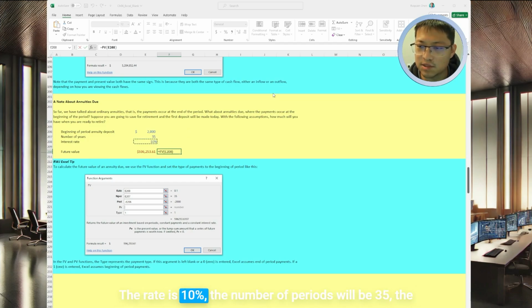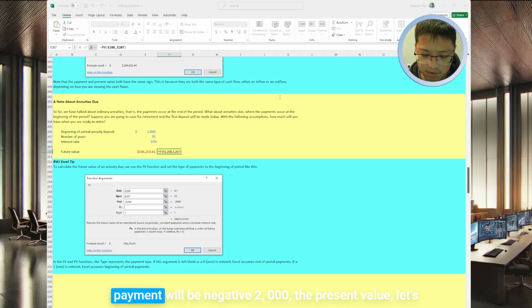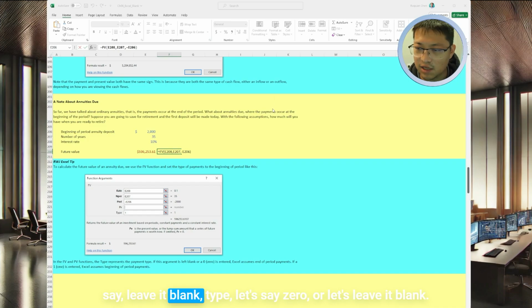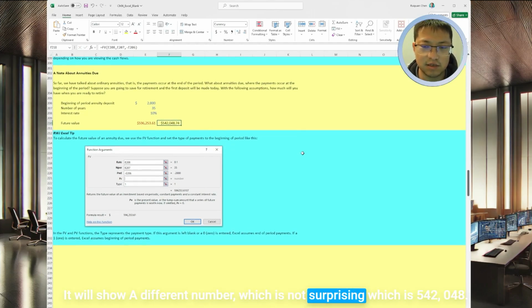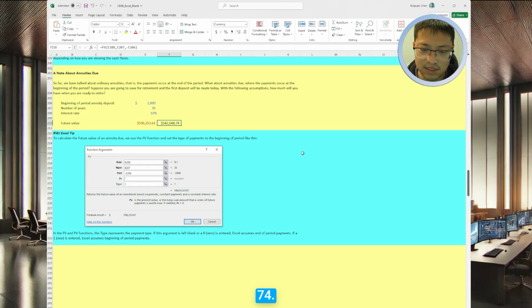Let's see what happens if we don't correctly specify the type. The rate is 10%. The number of periods will be 35. The payment will be negative $2,000. The present value, let's leave it blank. Type, let's say 0, or let's leave it blank. It will show a different number, which is not surprising, which is $542,048.74.